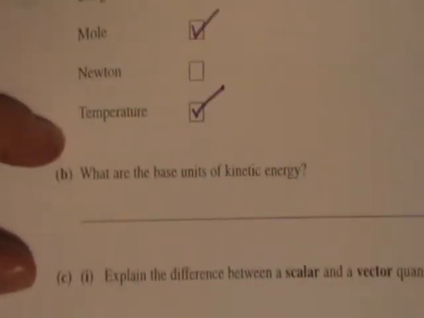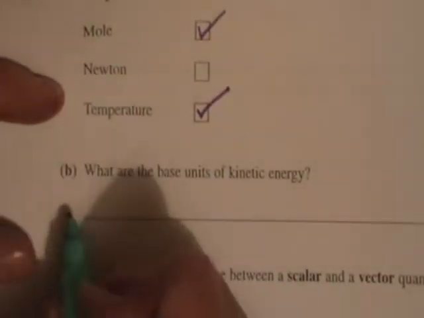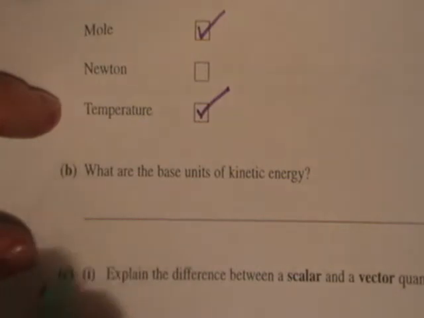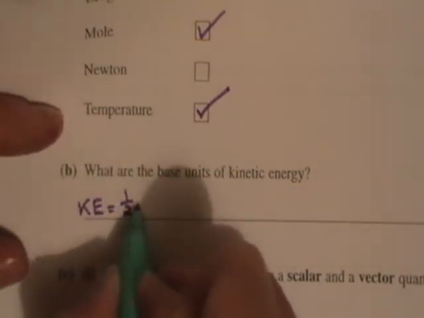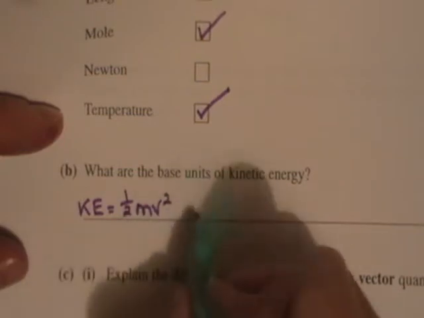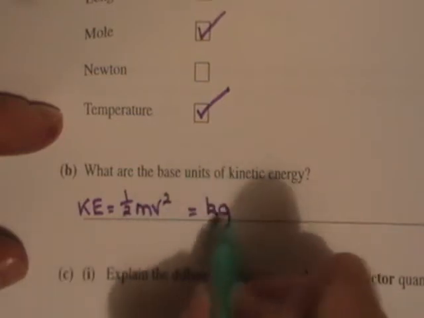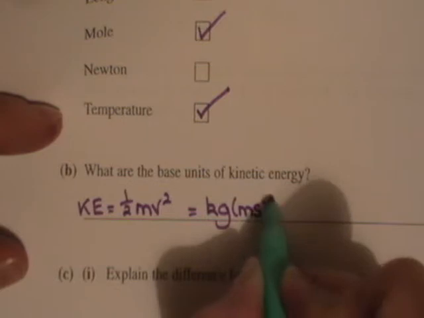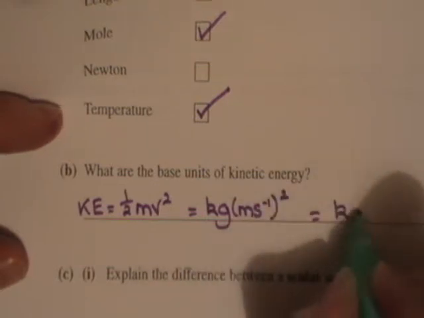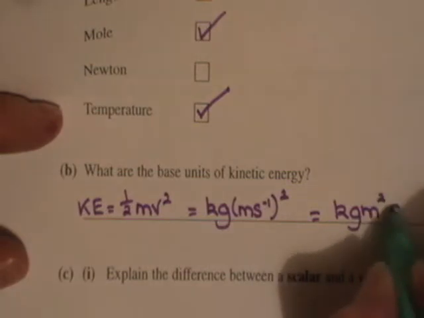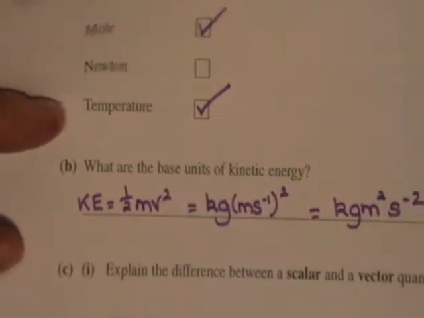What are the base units of kinetic energy? So I'll just do this. It's a good idea maybe to try and remember this one, but K equals half mv squared. We ignore the half, and so the units are kg (m s to the minus 1) squared, and you have to square everything in here, and that comes out to be kg m squared s to the minus 2.